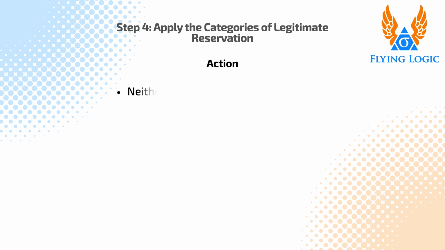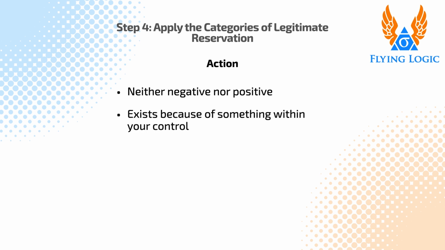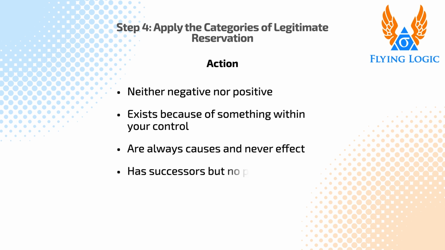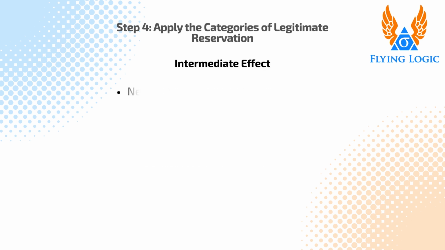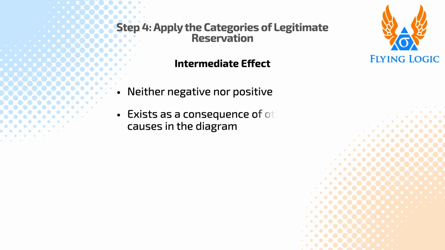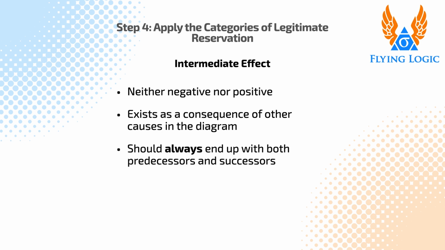If the entity is neither negative nor positive, but exists because of something within your control, then use the action class. Actions are always causes and never effects, so they will have successors but no predecessors. If the entity is neither negative nor positive, but it exists as a consequence of the other causes in the diagram, use the intermediate effect entity class. In a completed current reality tree, intermediate effects should always end up with both predecessors and successors.